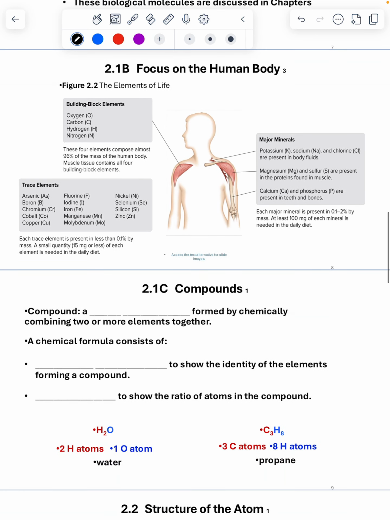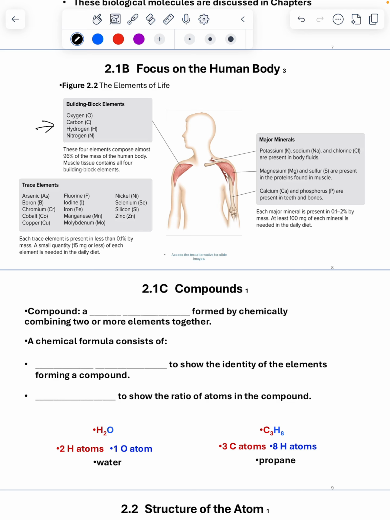Here are not only the four elements that we just mentioned, but there's also some major minerals that are important to us that are also found on the periodic table. Here's potassium and sodium and chlorine. They're all present in body fluids. We have magnesium and sulfur found in muscles. We have calcium and phosphorus found in our teeth and bones.